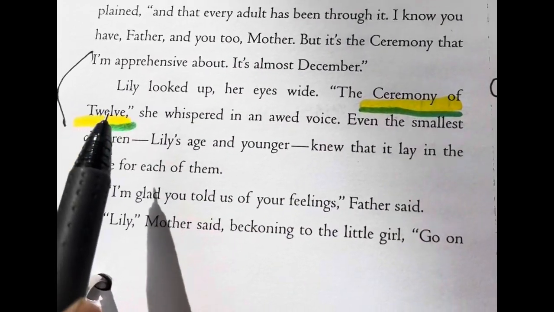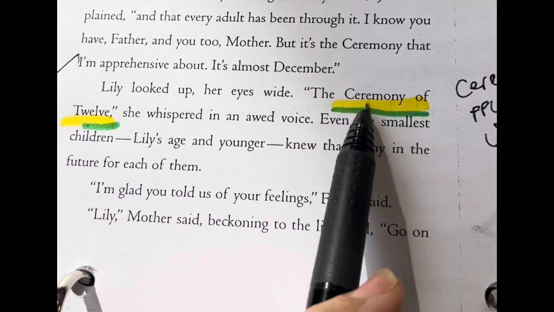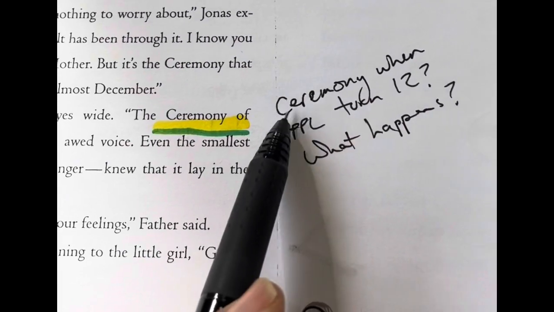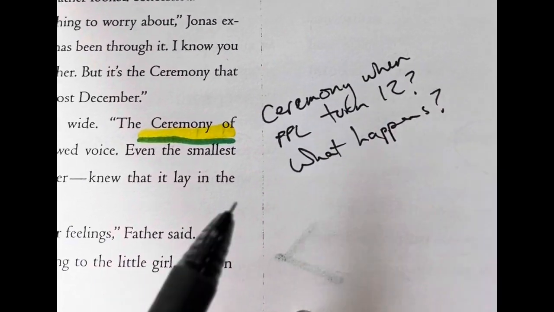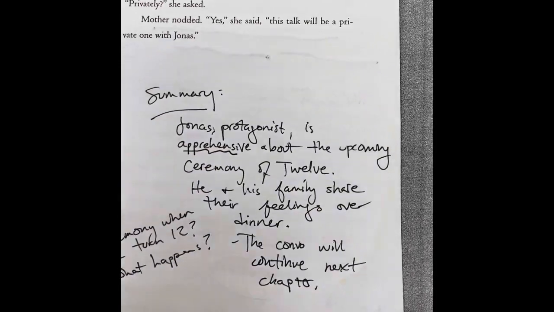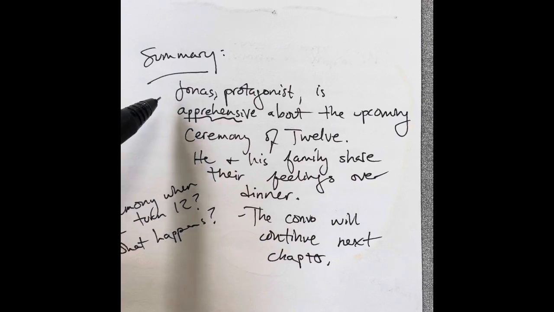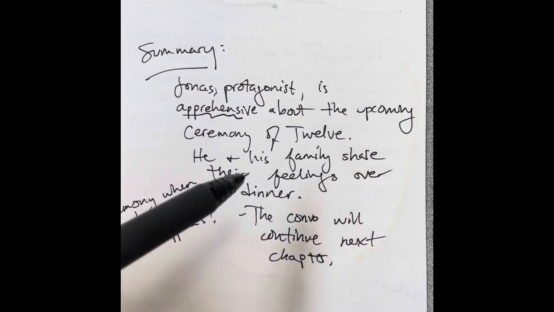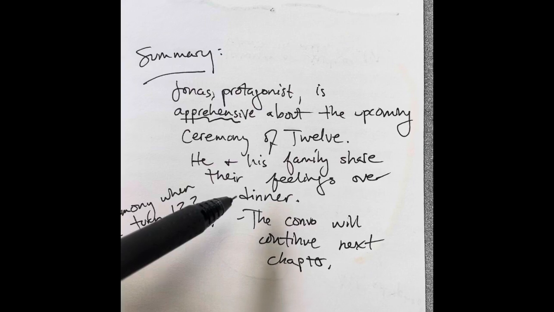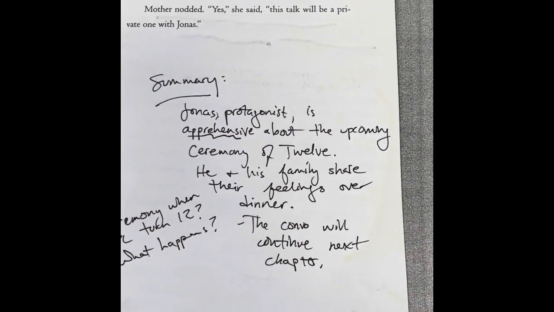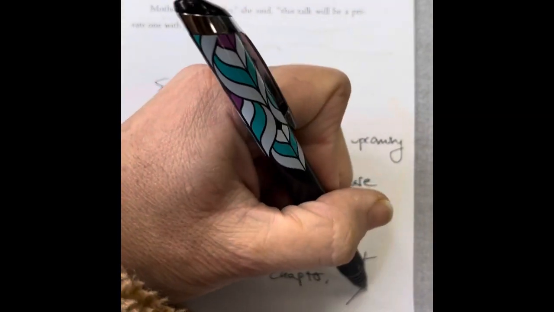So just to wrap it up, I just wanted to kind of color code that this is a plot thing that's upcoming, the ceremony of the 12, but then like green, it also tells us about the setting. So we know that there's some ceremony when people turn 12. We'll find out what happens. So if I really wanted to keep track of things, to summarize, before I move on, Jonas, the protagonist, is apprehensive, uneasy about the upcoming ceremony of 12. He and his family share their feelings over dinner, and this conversation will continue in the next chapter. And that is chapter 1 of The Giver.